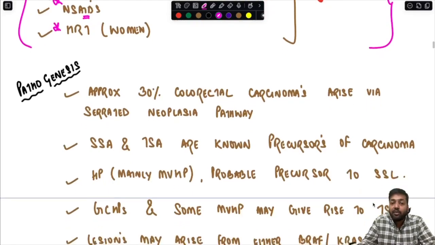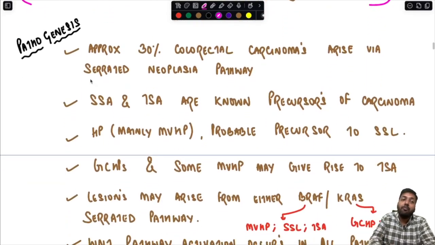Now coming to the pathogenesis, which is again very important, because a lot of molecular details are there under the pathogenesis. Okay, and this is very important. The molecular pathogenesis of serrated lesions is a very hot topic which is asked in the exam.